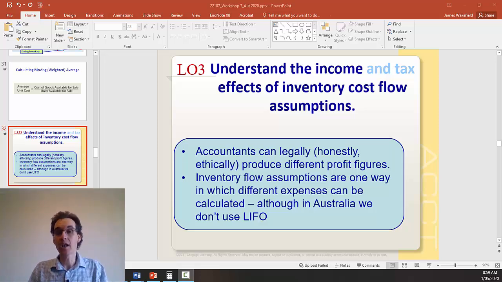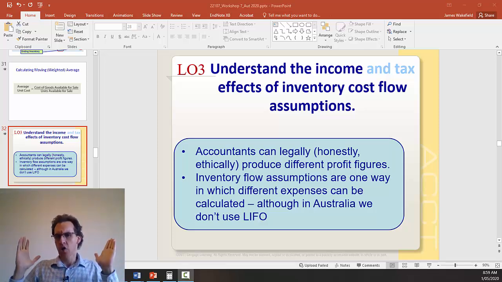Let's now have a look at learning objective number 3. In learning objective number 3, we're going to concentrate on the effects of the different accounting methods for inventory on the cost flow that we observe, as well as the effects on the profits of the business. We're not going to look at tax in that much detail. Tax is something that's considered in later accounting subjects. So if you do a major in accounting, you'll learn more about that. But we will look at it briefly in this learning objective.